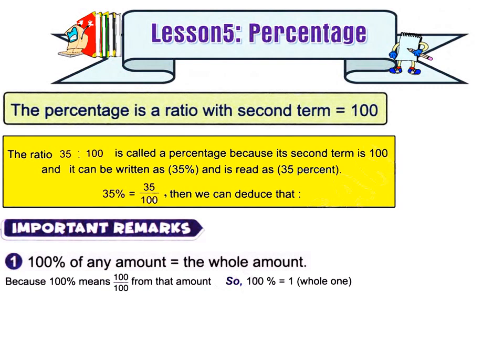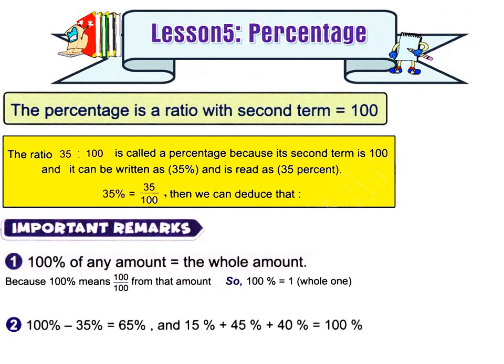Number two, I can add or subtract percentages. First, suppose 100% minus 35%. By using the calculator, I get 100 minus 35 equals 65, and I put the symbol of percentage, so it will be 65%. And 15% plus 45% plus 40% equals 100%.